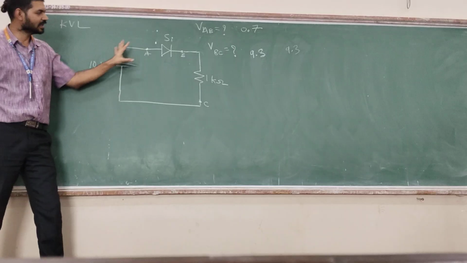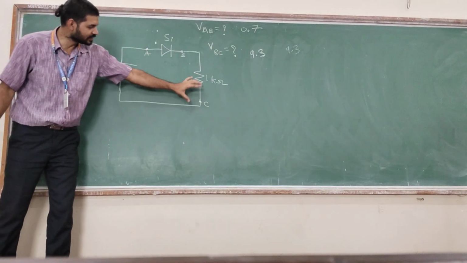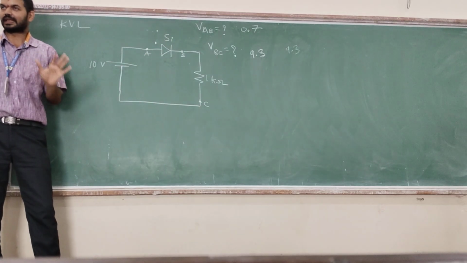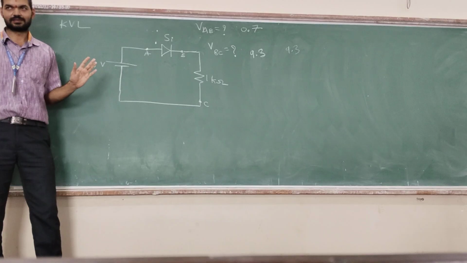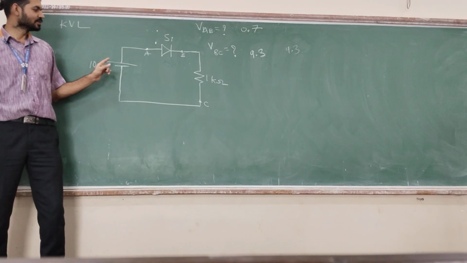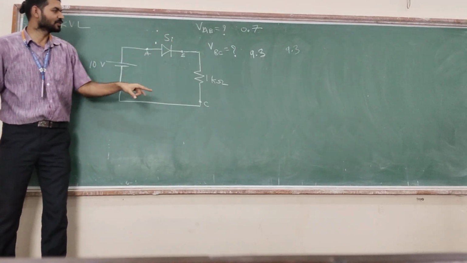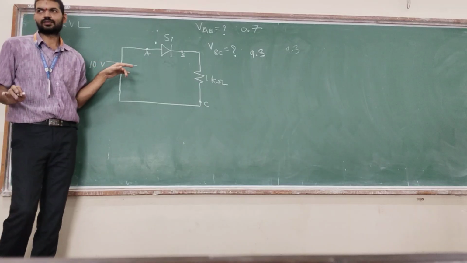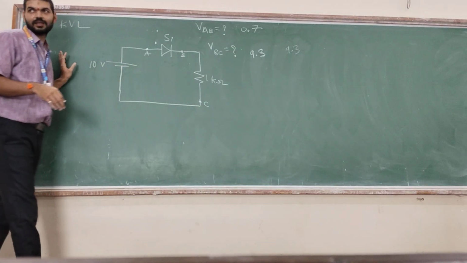If you give 10 volts, and you connect elements, then adding the voltage across all elements must give 10 volts. So VAB plus VBC is 10. You can apply KVL if you want.